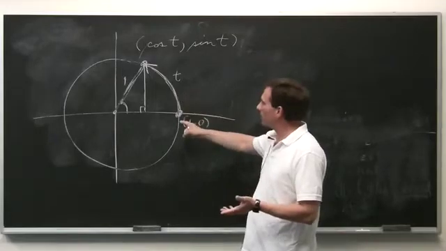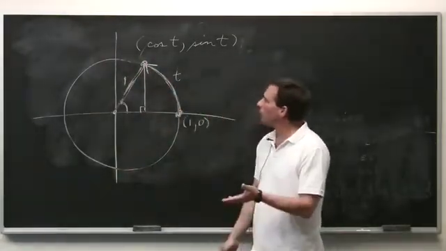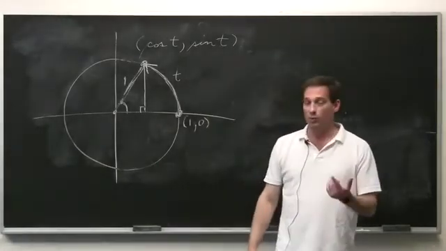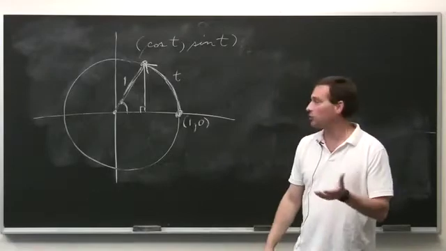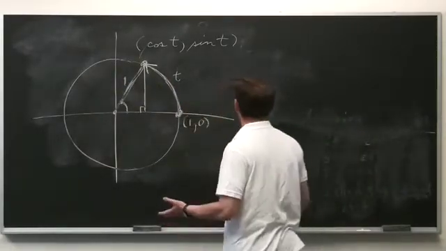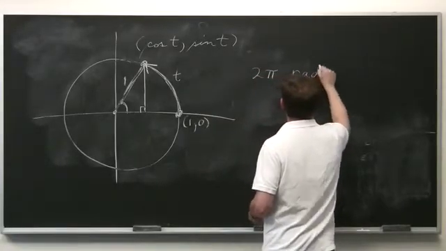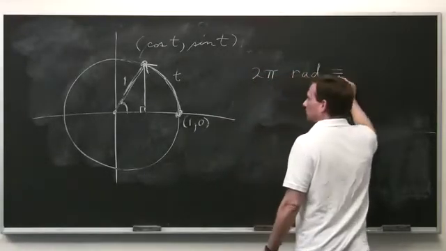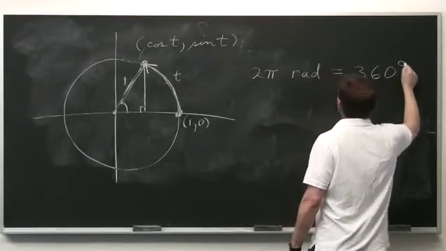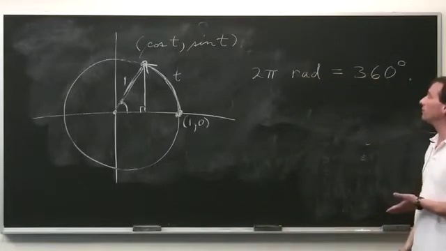What you can see pretty quickly is that going all the way around the circle is the circumference of a circle. The circumference of a circle of radius 1, 2 pi times the radius, is 2 pi. So the total number of radians in going all the way around the circle is 2 pi radians, the abbreviation for radians being RAD. Well, how many degrees are in the whole circle? 360. So this is how you convert between radians and degrees. 2 pi radians equals 360 degrees.